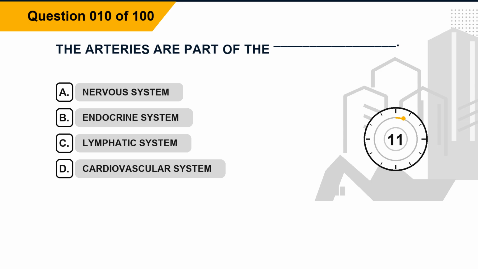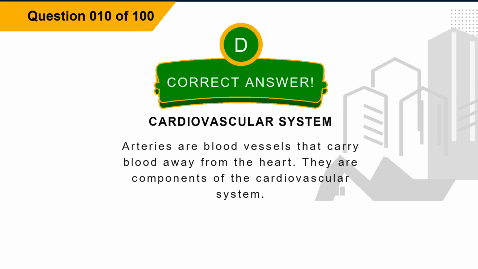Question 10. The arteries are part of the blank. Option A, nervous system. Option B, endocrine system. Option C, lymphatic system. Option D, cardiovascular system. The correct answer is option D, cardiovascular system. Explanation. Arteries are blood vessels that carry blood away from the heart. They are components of the cardiovascular system.